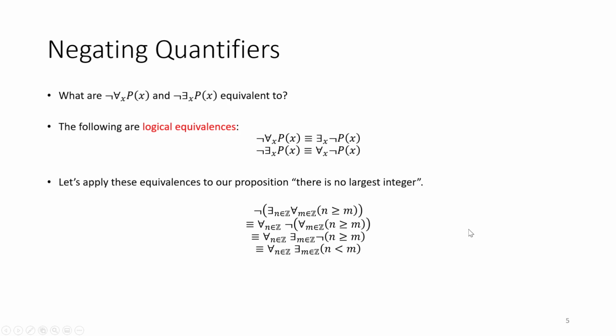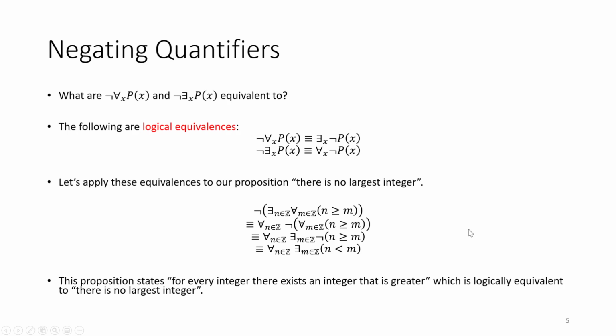Okay, interesting and cool. All right, so I think we've probably hashed this out enough, but this is saying for every integer there exists an integer that is greater. That was the final one, which is logically equivalent to there is no largest integer, which is where we started. Okay, that's, again, a cool little example.